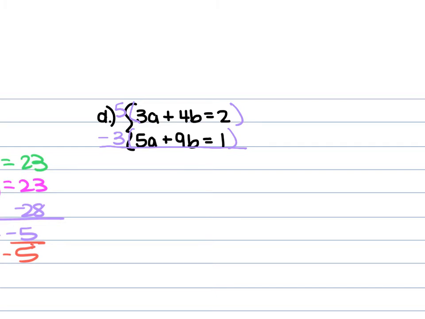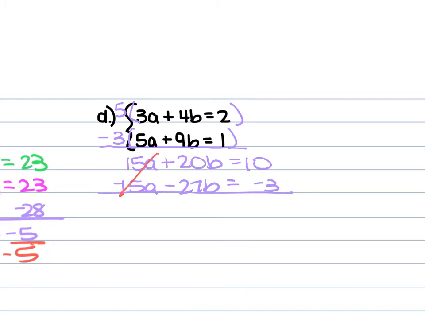So I multiply the 5 in to the top. I'm going to have 15a plus 20b is equal to 10. Multiply the negative 3 to the bottom. We're going to have negative 15a minus 27b is equal to negative 3. From here, I'm just going to combine like terms. The 15a's cancel. 20b minus 27b is negative 7b. And 10 minus 3 is 7. Divide each side by negative 7. We're going to have b is equal to negative 1.